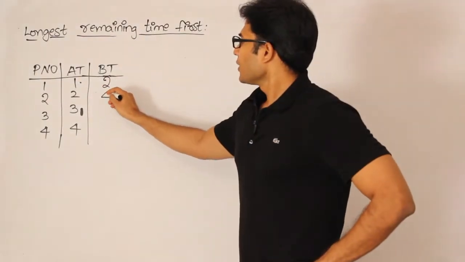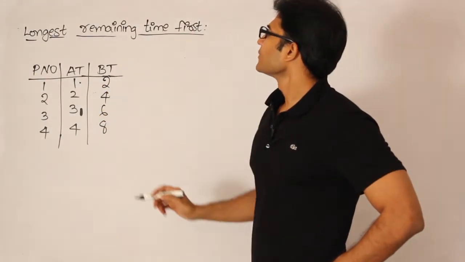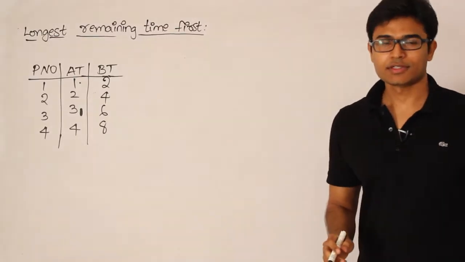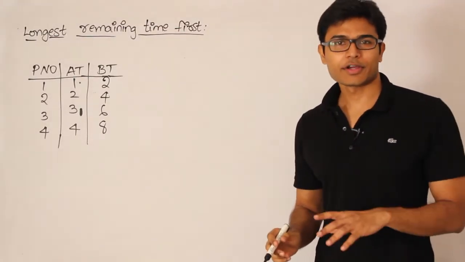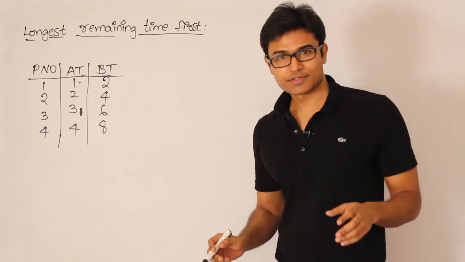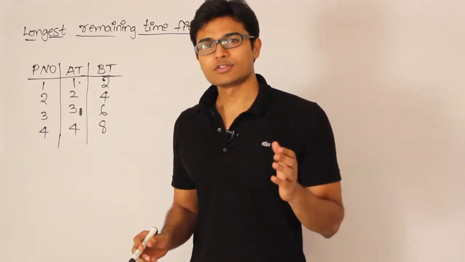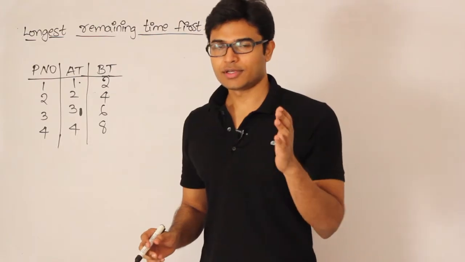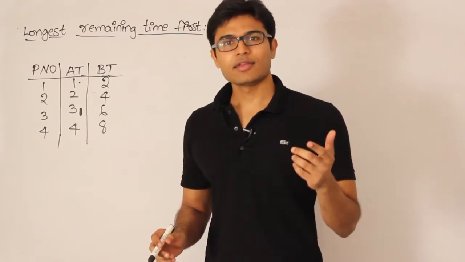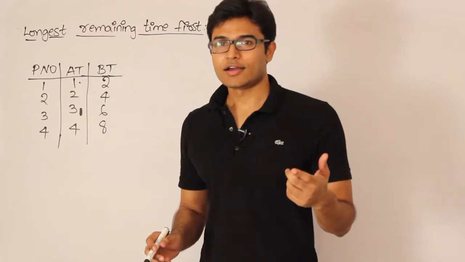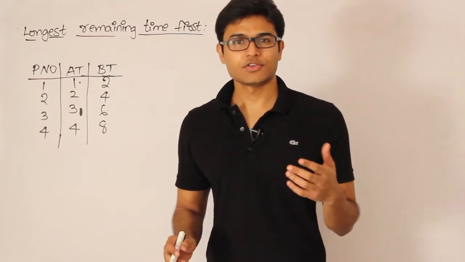Now let's say I want to solve this question. The question is longest remaining time first. Just like shortest remaining time first, it is longest remaining time first. The difference is there we have been taking the shortest jobs and then we'll stop after executing every job for some time, and then we'll see if there is any new job which is having a shorter burst time.